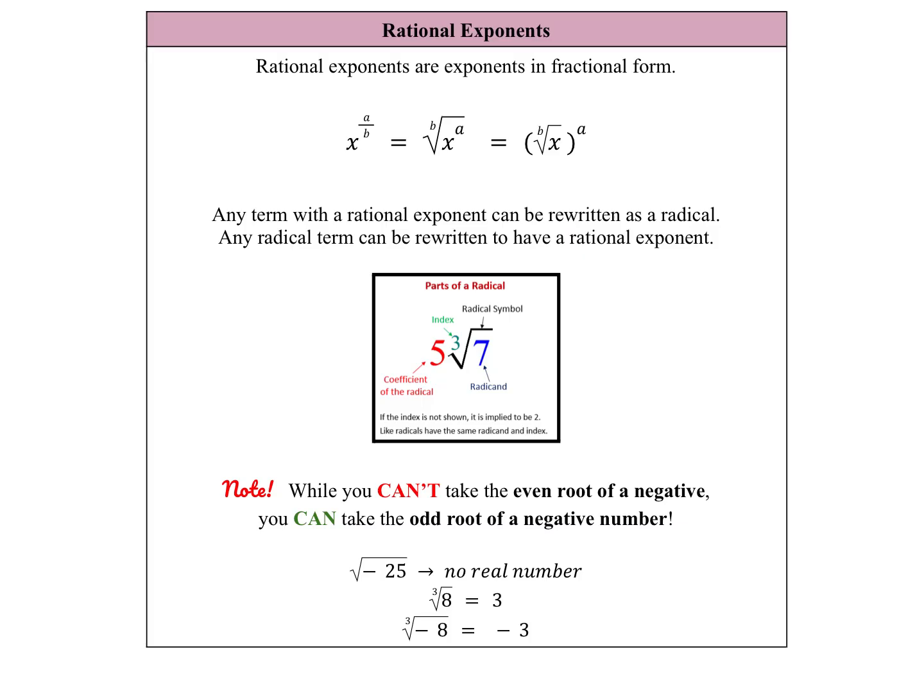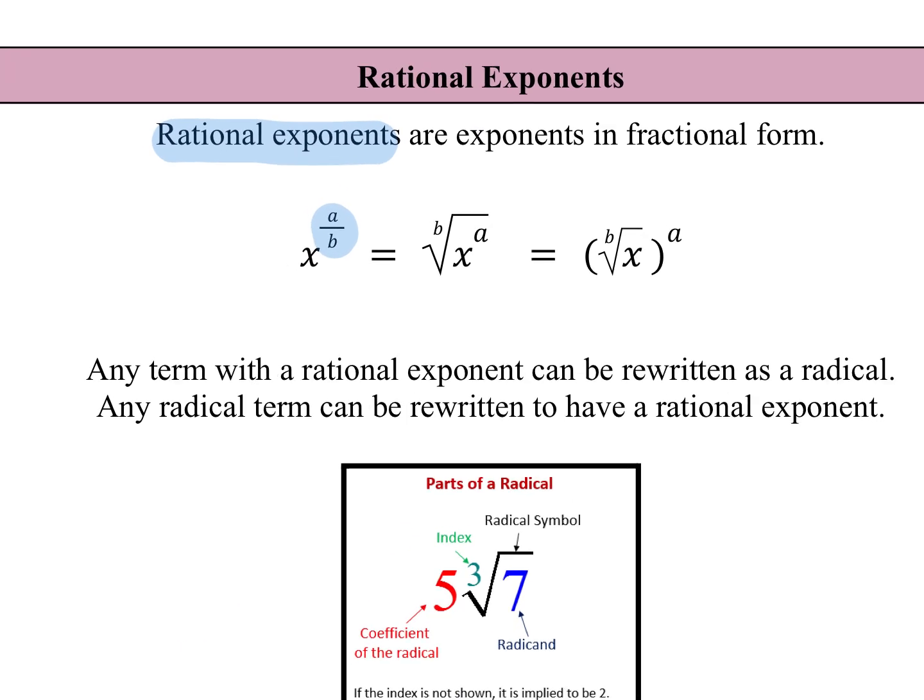So today we're going to be focusing on what are called rational exponents. So the word rational in math, it just means that it's in fractional form. So it's just an exponent that is a fraction, like you see here. So any term that has a rational exponent can actually be rewritten as a radical.